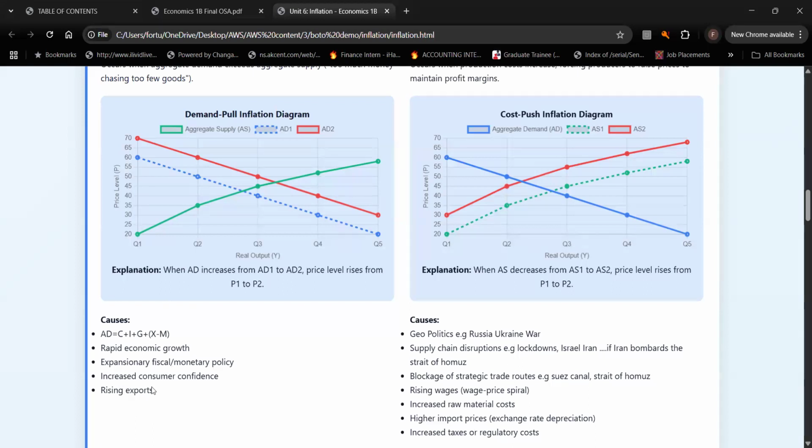Then we have rising exports. Whenever exports are rising, this one is a bit on the borderline. Whenever exports are rising, that increases aggregate demand as a result of the demand happening from the external economy to the local economy. And in as much as it's increasing, it also has an effect on aggregate demand because of the demand that is taking place. But however, this one is, like I said, on the borderline, because you would want as many exports as you can get within a particular economy in such a way that would then influence the economy.